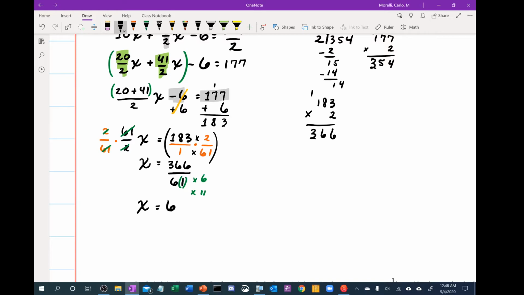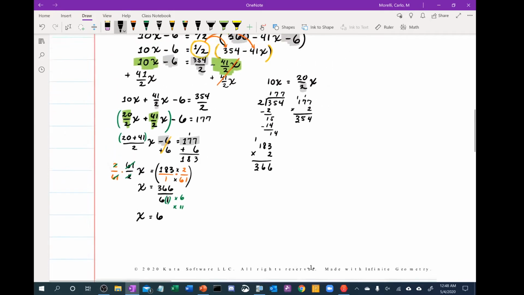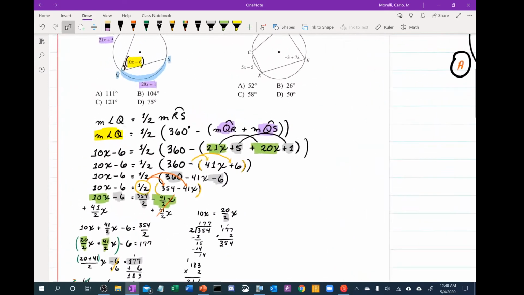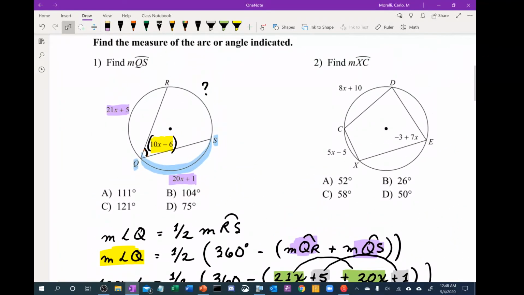Alrighty then. So what do we do with this x equals 6? This must be significant, but it's not the answer. Remember what the question was. Let's go back to the question. Look at all this math. It looks so cool. The question was, find the measure of arc QS. So this is it right here, 20x plus 1.